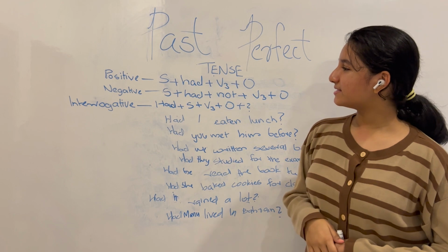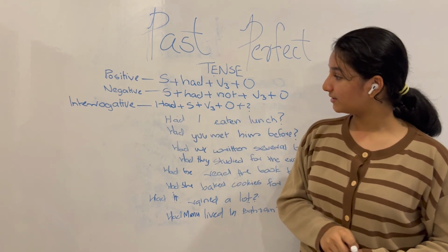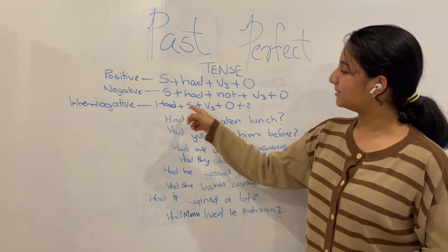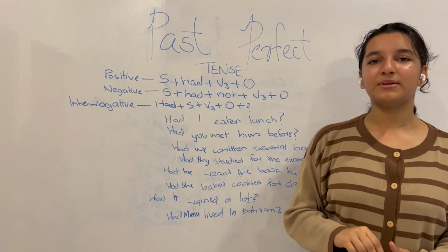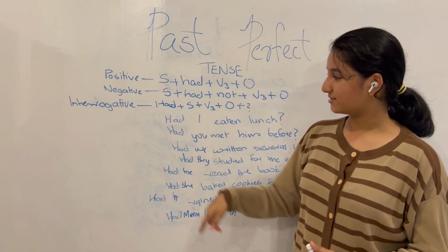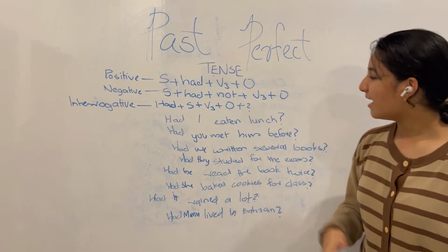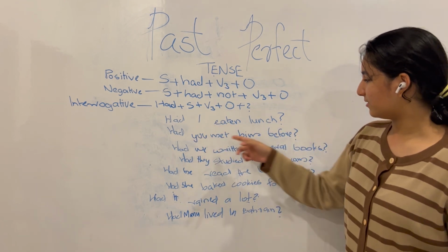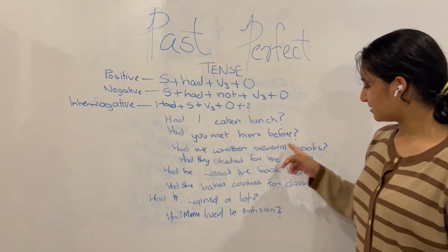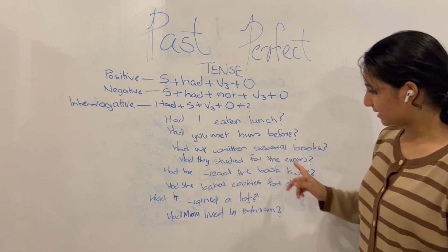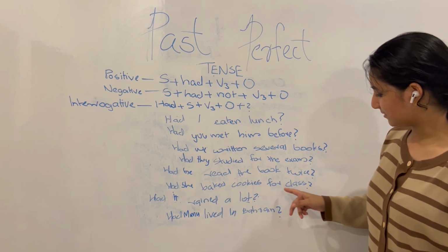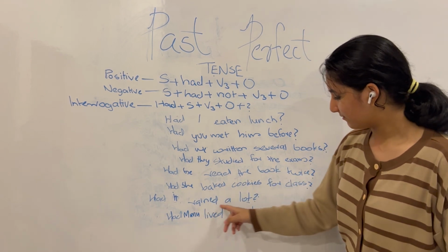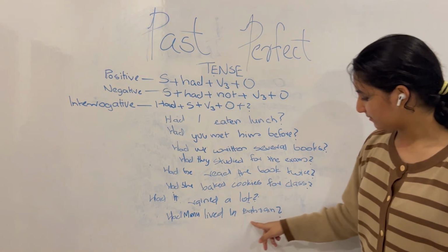Okay, so now we can see here interrogative sentences, and for that the format is had plus subject plus verb in the third form plus object plus question mark. Now we can see the examples that have been changed into interrogative sentences. Had I eaten lunch? Had you met him before? Had we written several books? Had they studied for the exam? Had he read the book twice? Had she baked the cookies for class? Had it rained a lot? Had Manu lived in Bahrain?